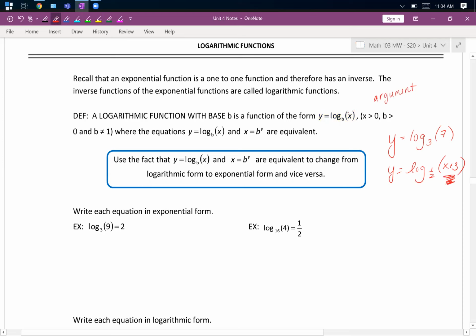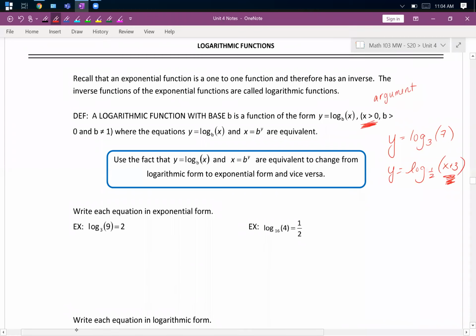I want to be very clear that this is not log times x. Just like f of x is a notation that always stays together, it never gets broken up into the f separate from the x. Log base b of x does not ever get broken up either. That's one whole notation. All right, so the argument has to be positive. There's a domain restriction. The argument has to be positive. The base is positive and not 1.